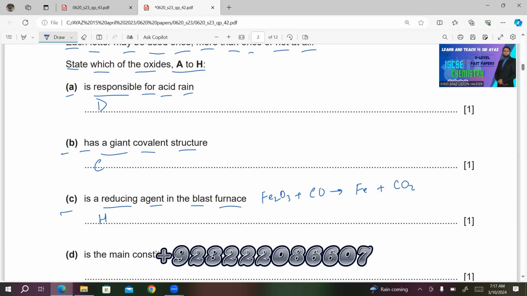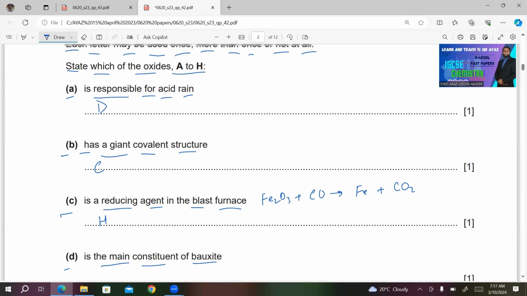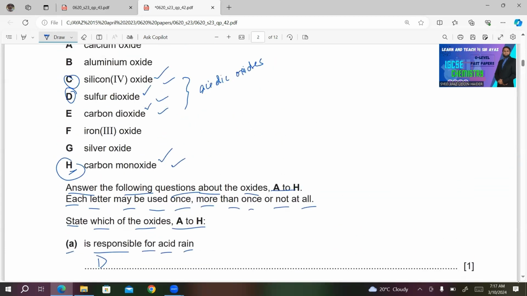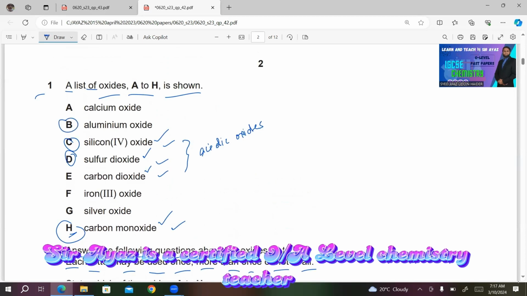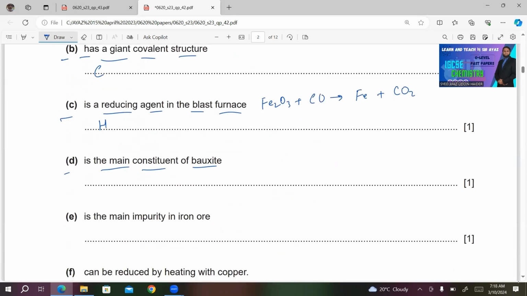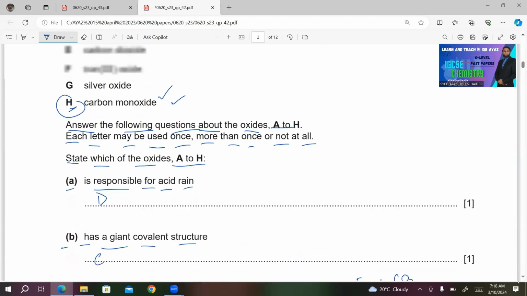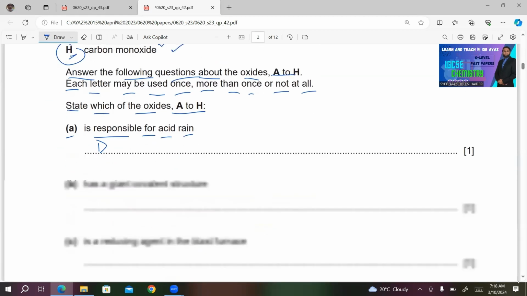D is a main constituent of bauxite. What is bauxite? Bauxite is the ore of aluminium. And the main constituent of this bauxite is aluminium oxide. So B will be the answer for this part. E is the main impurity in iron ore. The main impurity in iron ore is silicon 4 oxide. Here is silicon 4 oxide, so I will write C here.